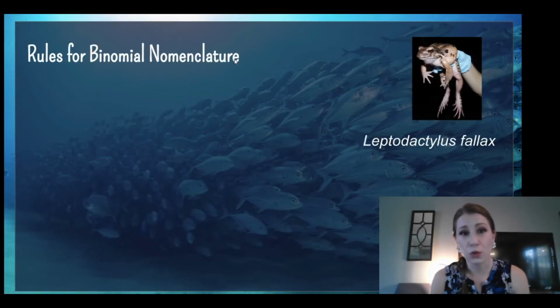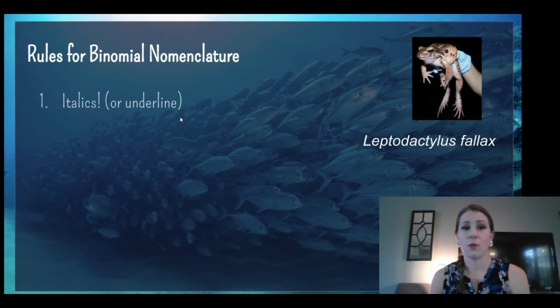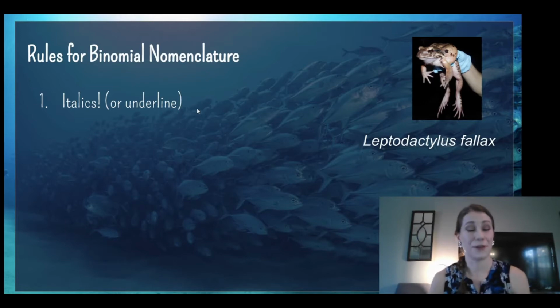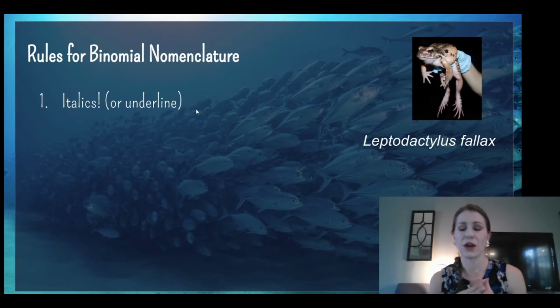We have a couple of rules for binomial nomenclature. We have to have it in italics. You'll notice here that the writing I have is slightly slanted. You can only use italics on a computer or typewriter type thing, something where you're not physically handwriting it. You cannot write in italics, it doesn't work. If you're handwriting it, you need to underline. That's the only really big key here: remember, my title is not italicized up here, but this is italicized, where it's written slanted.